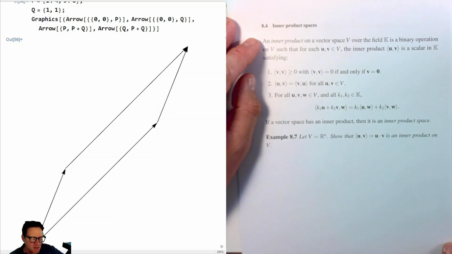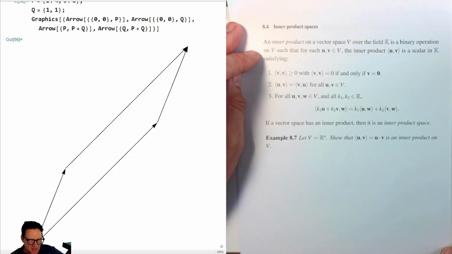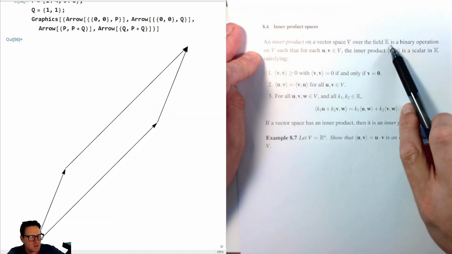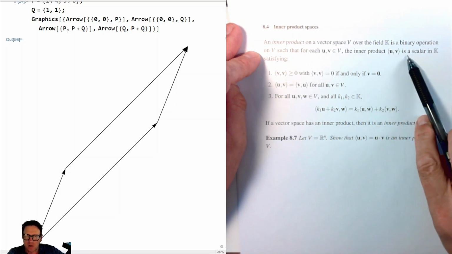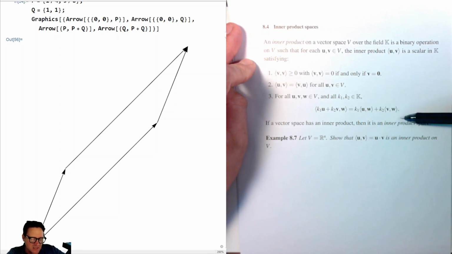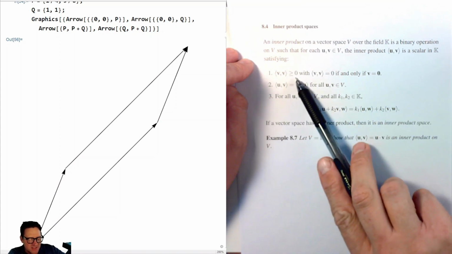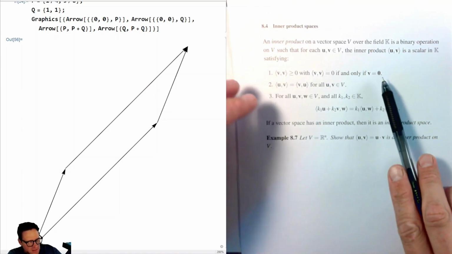An inner product on a vector space V over a field K is a binary operation on V such that for each vector, lowercase u and lowercase v in the vector space V, the inner product, denoted like this with a pointy bracket. Now this is not talking about a vector, this is the inner product. This is a scalar in the field of scalars satisfying these three conditions. The inner product of v with v is greater or equal to 0, and equal to 0 if and only if the vector v is 0.